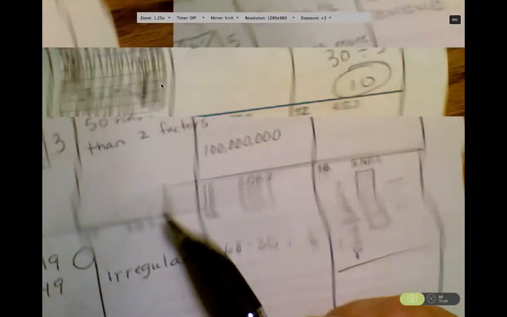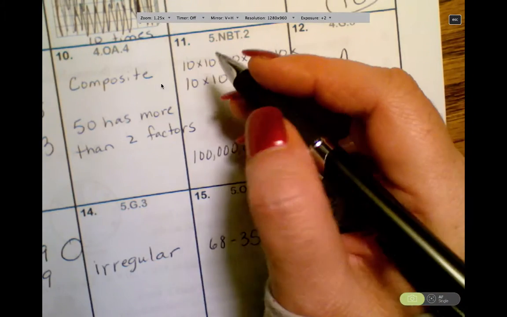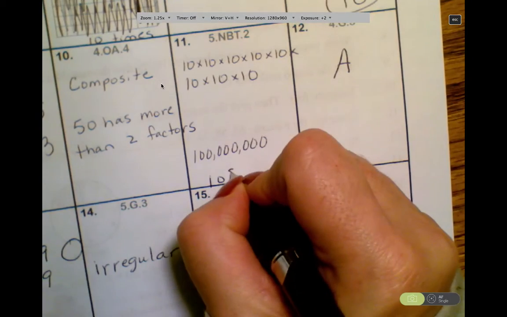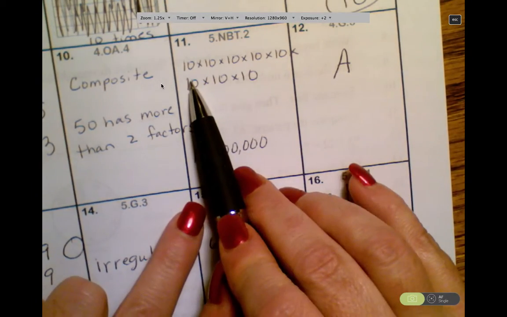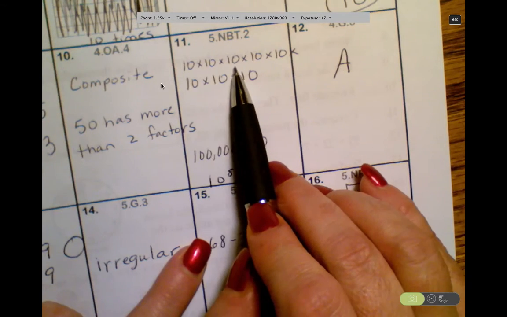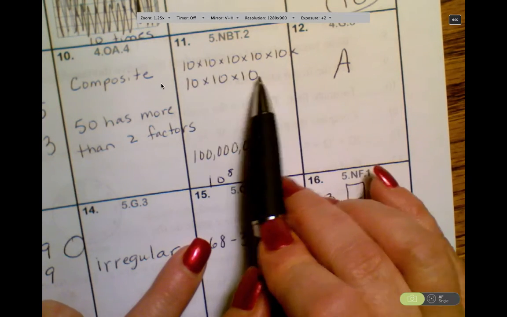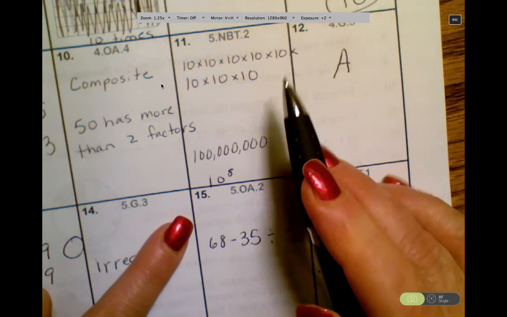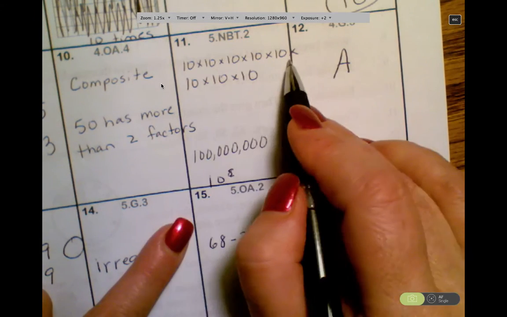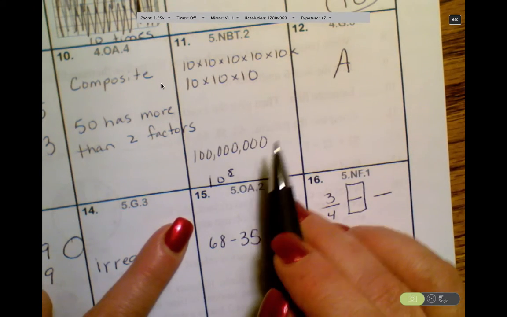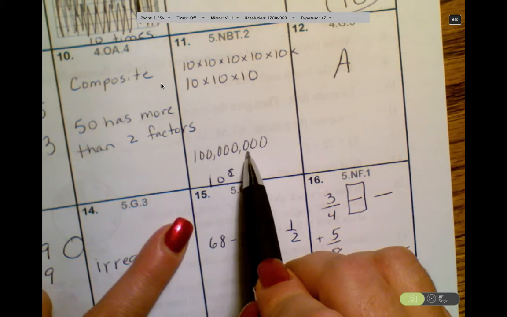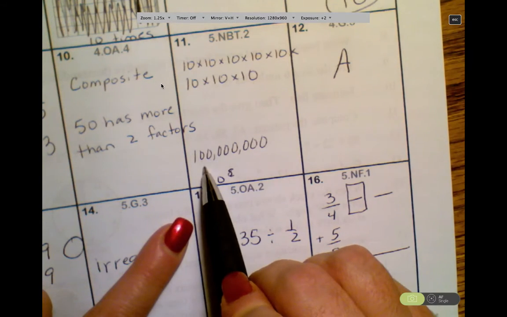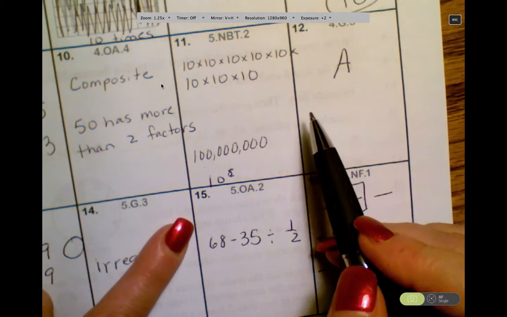Number 10 or 11, excuse me, and it is 10 to the 8th power. I'm writing it as repeated multiplication. That's 10 times 10 times 10 times 10 times 10 times 10 times 10 times 10. Why? Because it's to the 8th power, so I have to write it 8 times. And then I need to write that many zeros, and that would be 100 million.